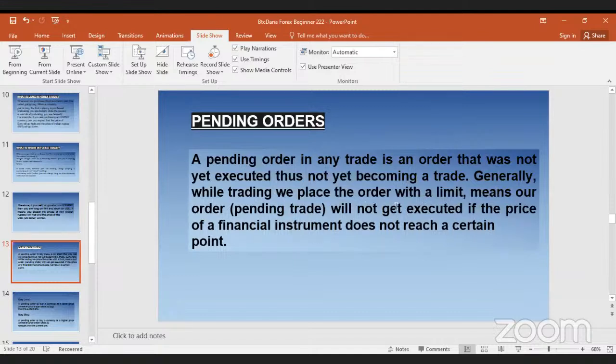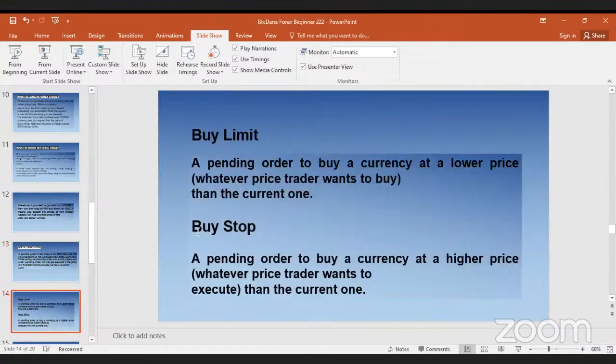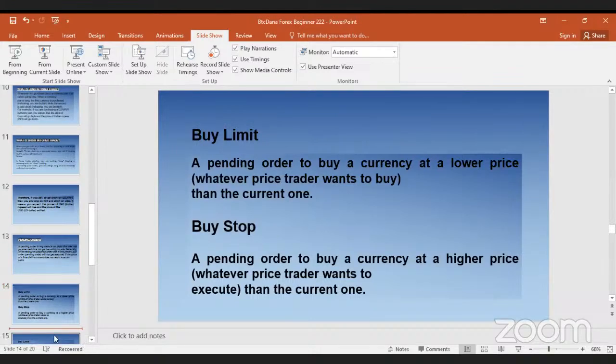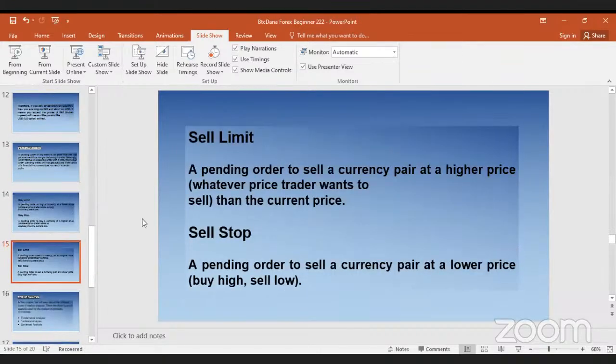Our pending trade will only get executed if the price of a financial instrument reaches a certain point. It will not get executed if the price does not get to that certain point that we want it to get to before it executes. So that's what we mean by pending orders. Under this pending order, we have the buy limit, buy stop, sell limit and sell stop.